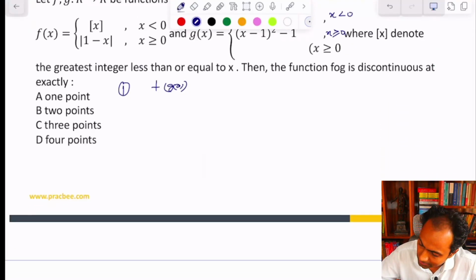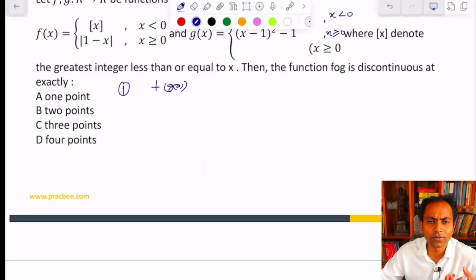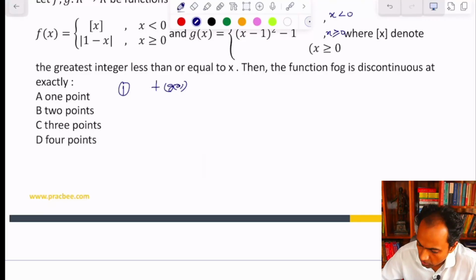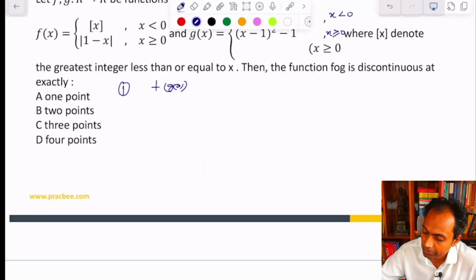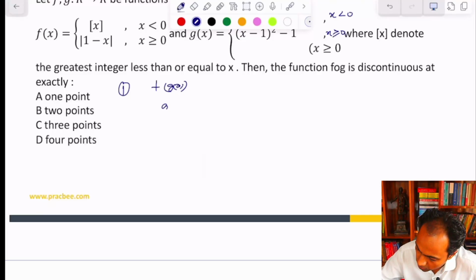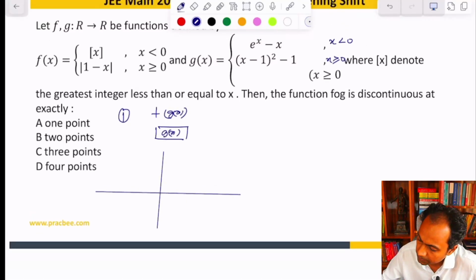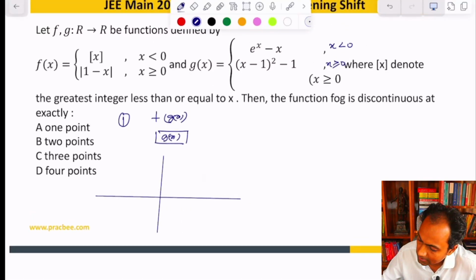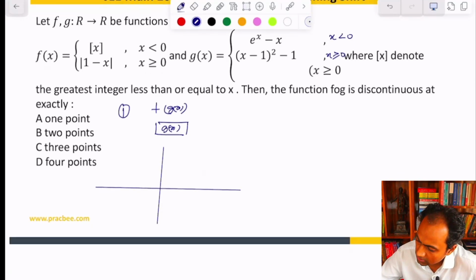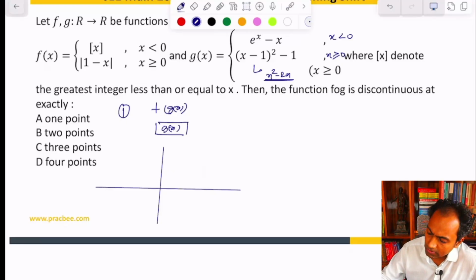So what I am saying is, if you are not comfortable with the graphical method, you can use the usual method of substitution. But this is faster, so I am trying to tell you. Now here, what you will first have to do is draw the graph of gx. Now, whatever is the inside function, in this case the inside function is e raised to the power x minus x. Now, by this second function, if you simplify, it will become x square minus 2x.